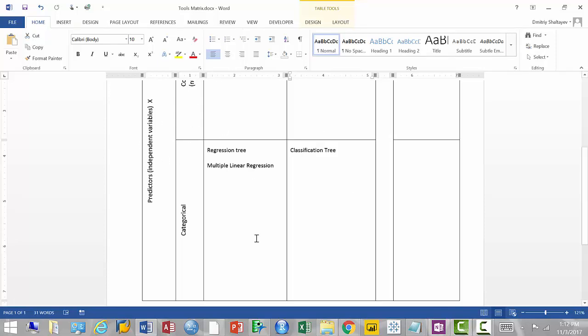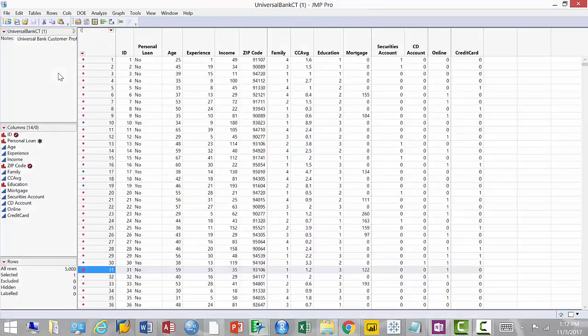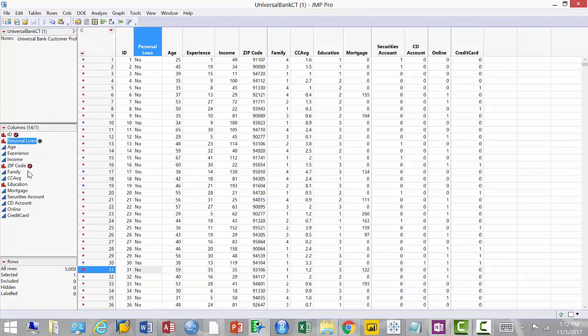So let's open up JMP again, all right? And go ahead and open up the same file that we used in the last couple of classes, Universal Bank CT. In this data, what we're trying to do is predict the personal loan, yes or no, 0 or 1 type of response, based on all these variables. And we said that income is probably the most important one, right? Because people with high income are a lot more likely to get a loan from the bank. Low income, they don't have that luxury. Other things could be important, though.